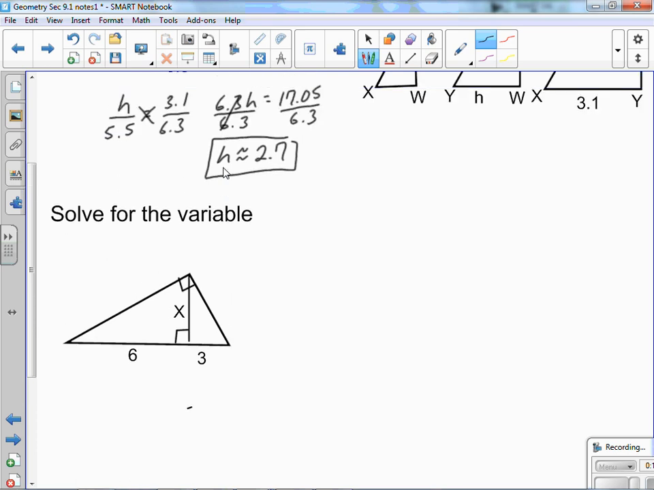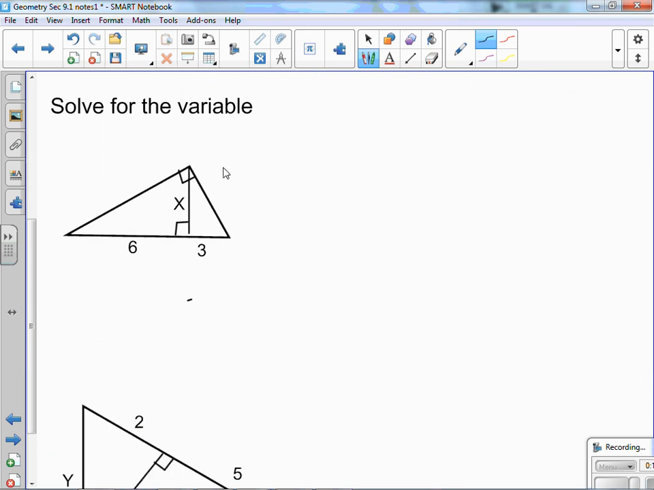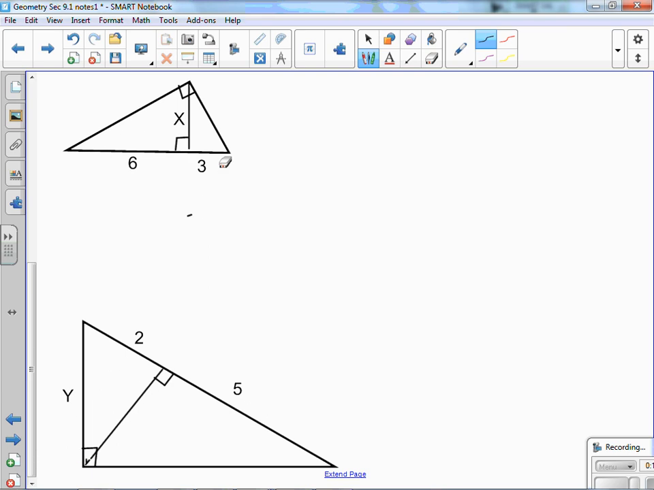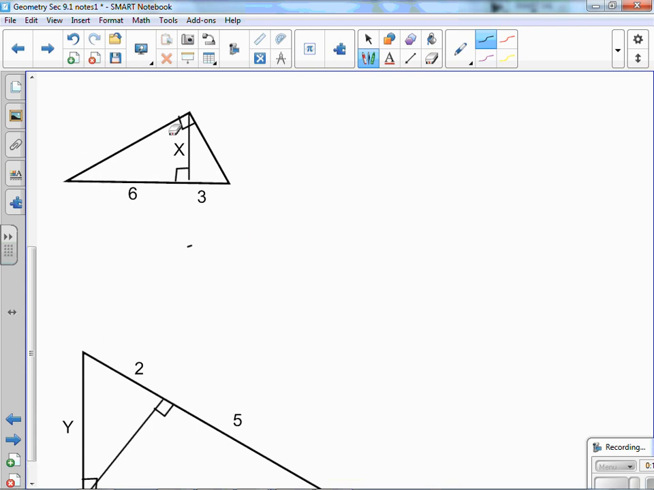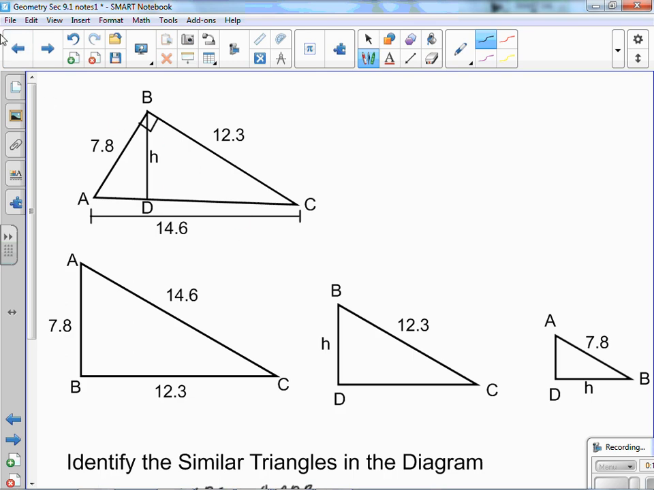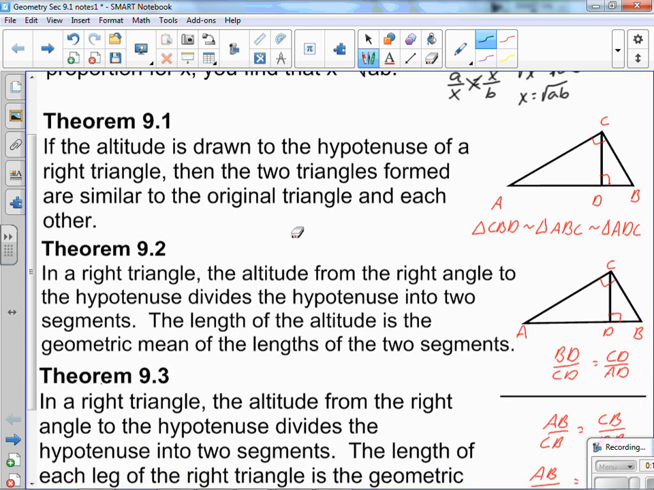All right, so now we're going to look at the other possibilities for these kind of problems. And if we look back at our theorems here, we know that in a right triangle, the altitude from the right angle to the hypotenuse divides the hypotenuse into two segments. The length of the altitude is the geometric mean of the lengths of the two segments. So the altitude and the two parts of the hypotenuse can be used in one proportion.